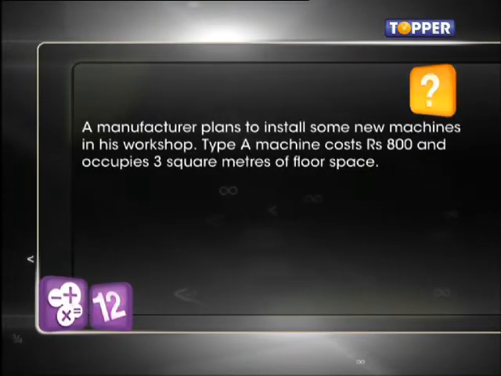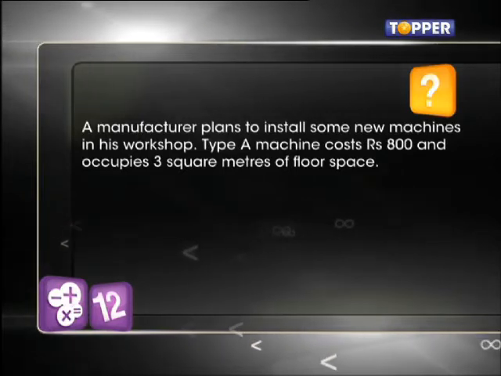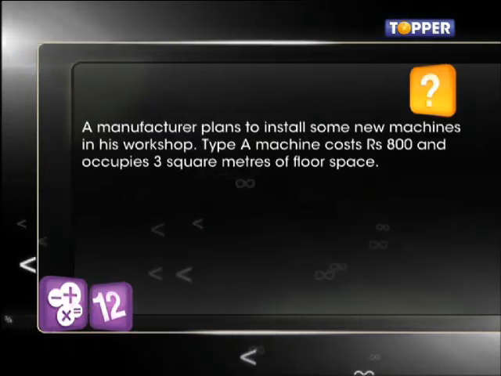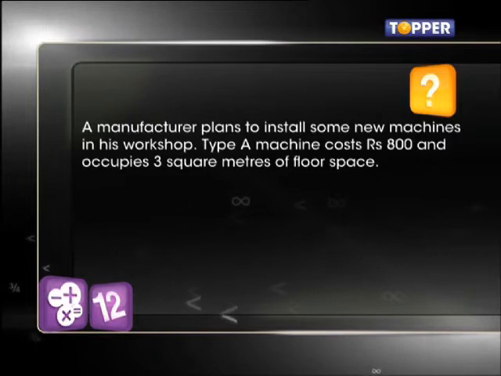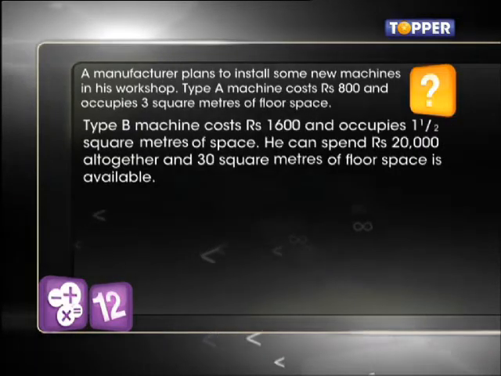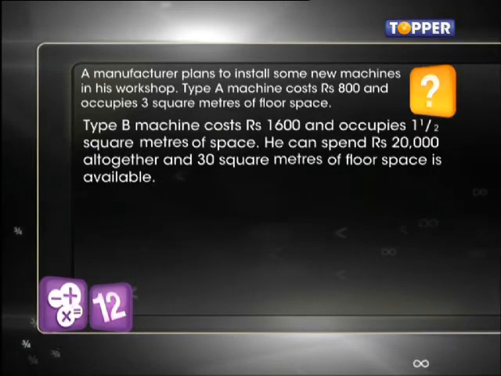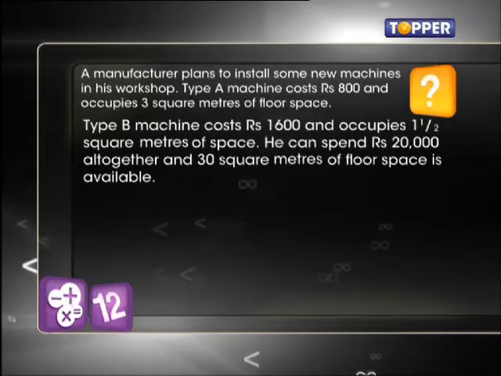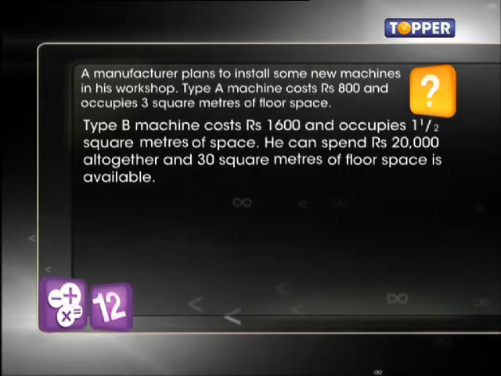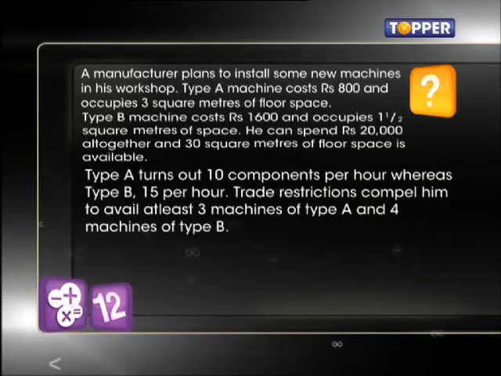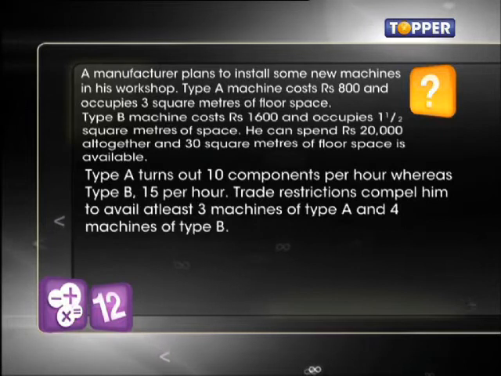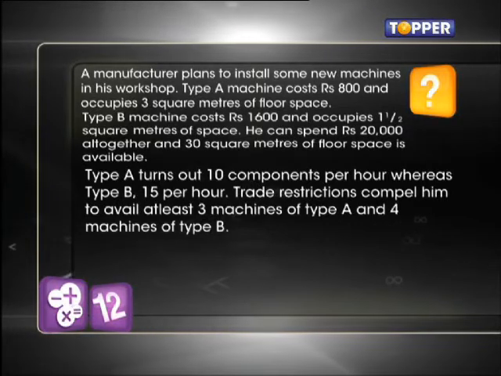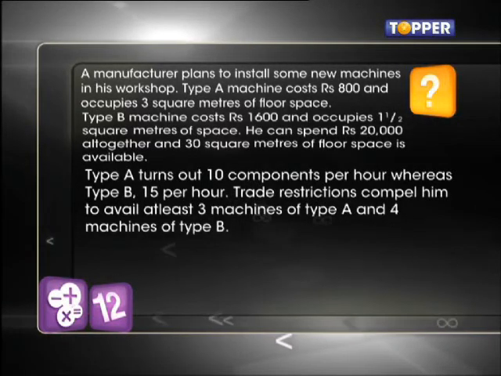This problem states that a manufacturer plans to install some new machines in his workshop. Type A machine costs Rs 800 and occupies 3 square meters of floor space. Type B machine costs Rs 1600 and occupies 1.5 square meters of space. He can spend Rs 20,000 altogether and 30 square meters of floor space is available. Type A turns out 10 components per hour, whereas Type B 15 per hour. Trade restrictions compel him to avail at least 3 machines of Type A and 4 machines of Type B.